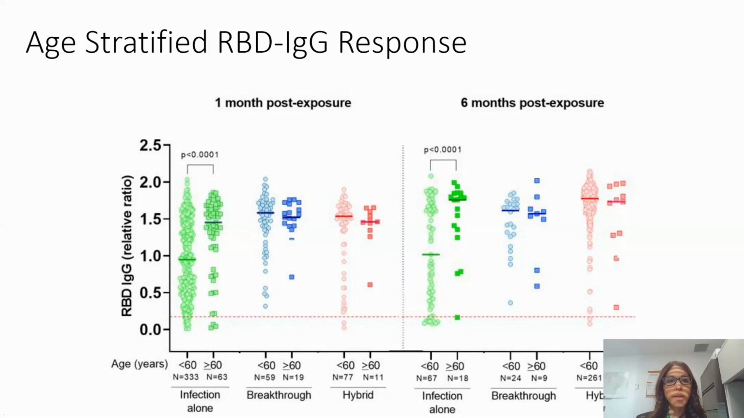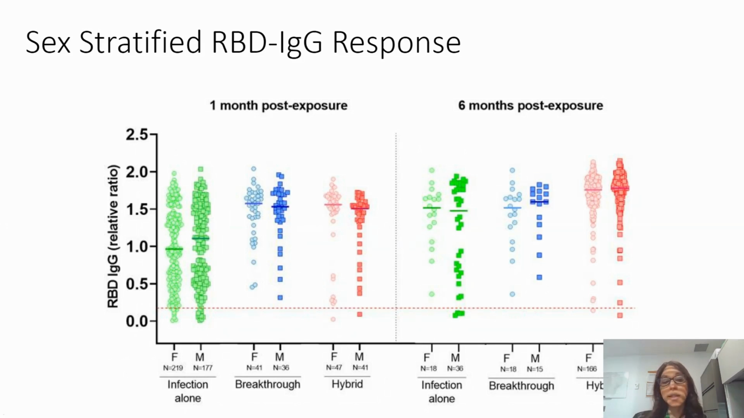When stratifying the cohorts by age and splitting at age 60, we see significantly higher anti-RBD IgG in the infection alone group for older patients, but we do not see this response in the breakthrough and hybrid group, suggesting that there is some sort of vaccine-induced immune response that's different in different age categories when compared to just having an infection alone. When we stratify the data by sex, we do not see any sex-specific differences across any of the cohorts for 1 and 6 months, which is also in line with other literature.